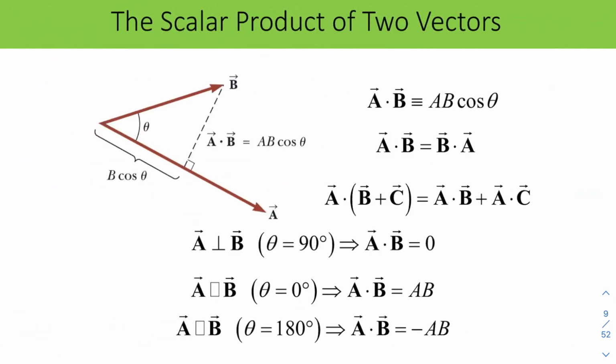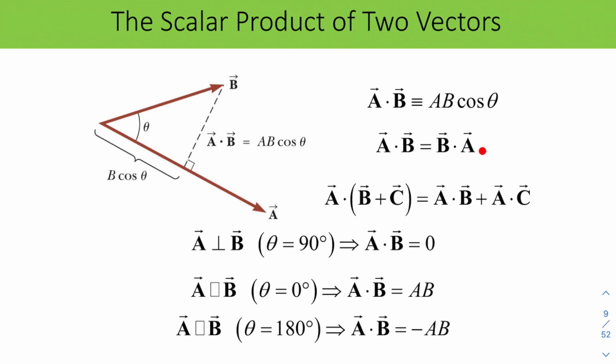So now we are going to take a look in detail at the scalar product of two vectors. As I mentioned just now, A dot B is equivalent to AB cos theta, and theta must be the smallest angle between vector A and vector B. The dot product can apply the commutative law, where A dot B is equivalent to B dot A.